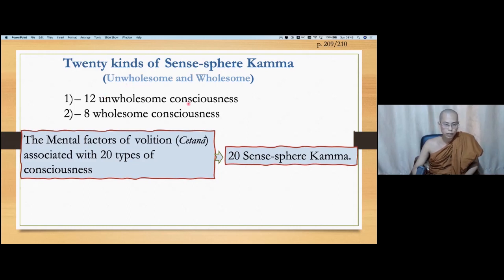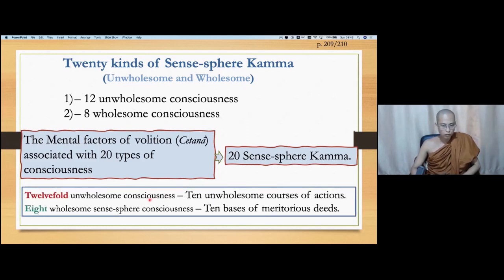So 12 unwholesome karma and 8 wholesome karma in sense-sphere consciousness. So we can say that there are 20 kinds of sense-sphere karma, wholesome and unwholesome. So in order to relate the consciousness, volition, karma, and the action: when the consciousness arises, the volition accompanies. That is called karma, and it produces the result in the future. So it can give the resultants in the future.